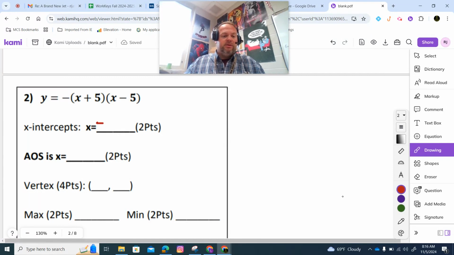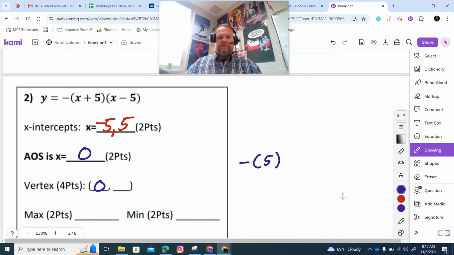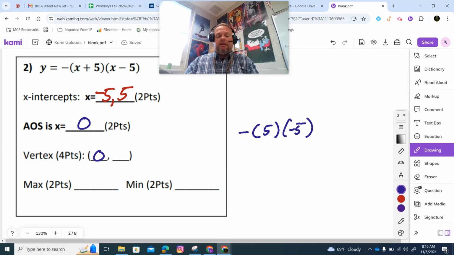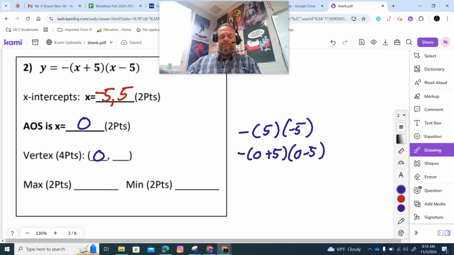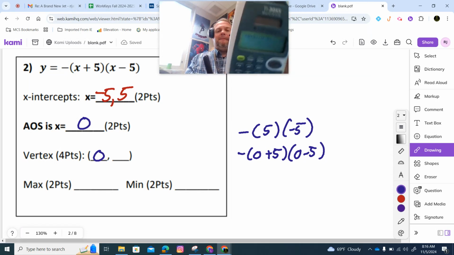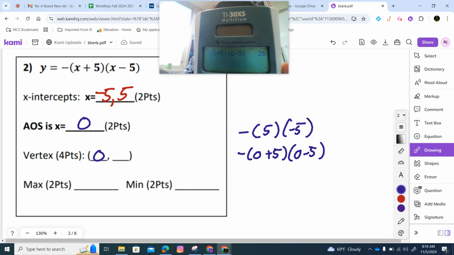All right. So -5 and 5. I've told you when it's the same ones, your axis of symmetry is 0. All right. So -5, -5. Okay. Again, you can use your calculator. You're going to get the same thing either way. Because what's funnier than 24? 25.